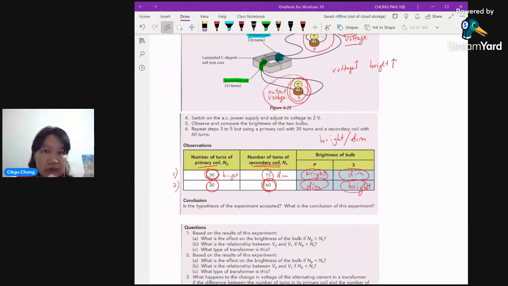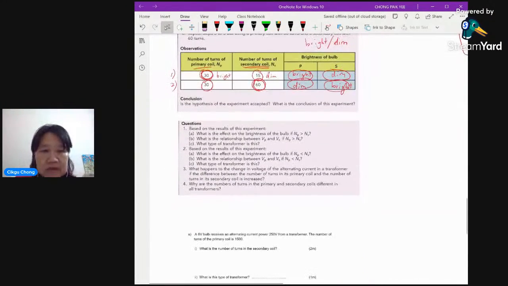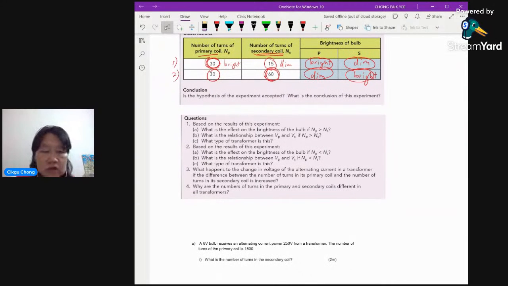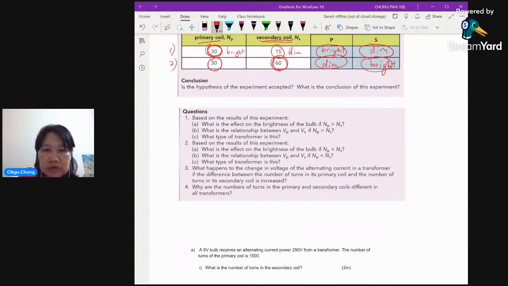After that, in the class, I will explain again. So I will stop here first, because I need to take attendance in your Google Meet. The results of the experiment, I will go through in the next lesson when I talk about all these symbols, the NP, NS, and so on.